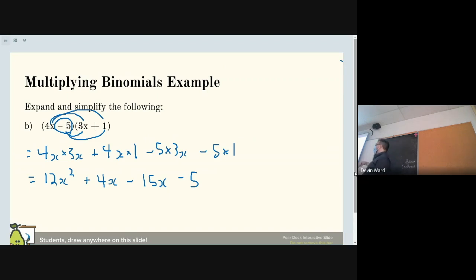Okay, so remember, even with like distribution property, it's kind of the same thing. If you have like a negative 5 or a negative 3 or a negative x, bring the negative with the number. Multiply, okay?